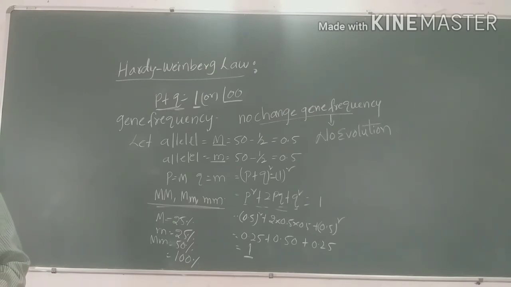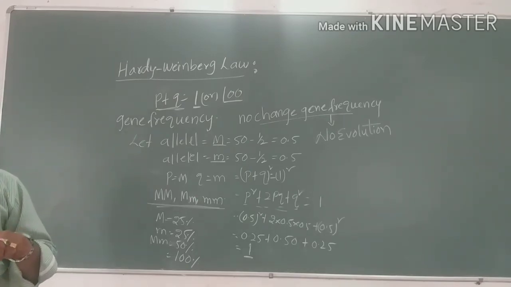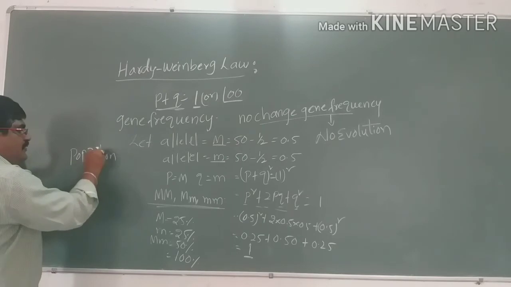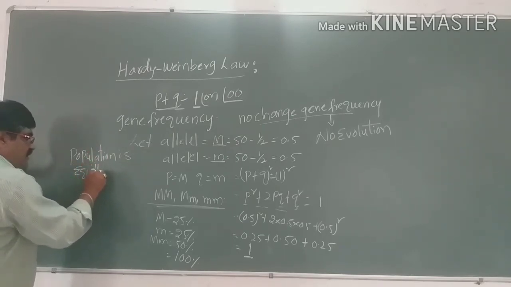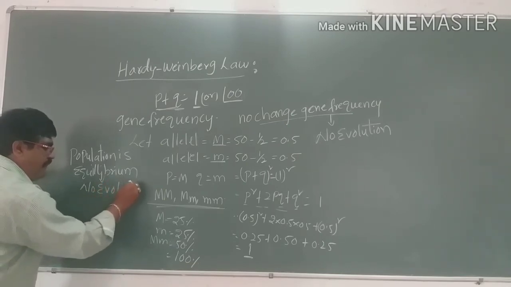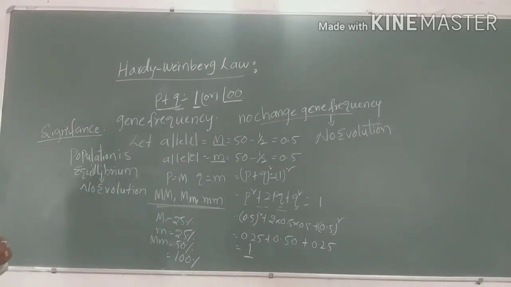So what is the significance? It clearly describes that when a population is in equilibrium, there is no evolution. When the population is in equilibrium, there is no evolution. This is the first significance. It clearly shows that if the population is in equilibrium, then there is no evolution.